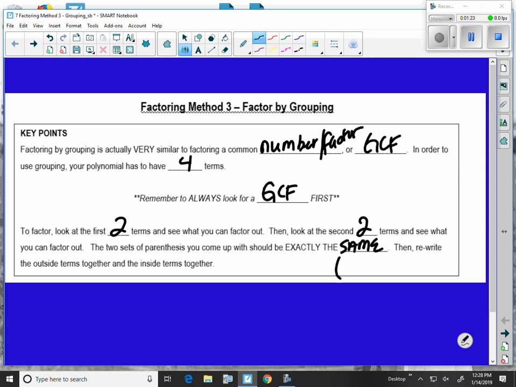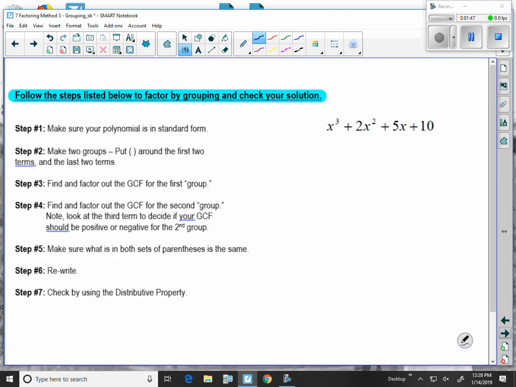Then, when we pull out the GCF from both groups, we will have parentheses. Whatever's in those parentheses has to be exactly the same thing. Has to be exactly the same. If you are a person that likes to highlight things, today would be a good day to highlight things. If you don't, you are totally fine not to. I'll show you a different method. So we're going to start by going through the steps here.